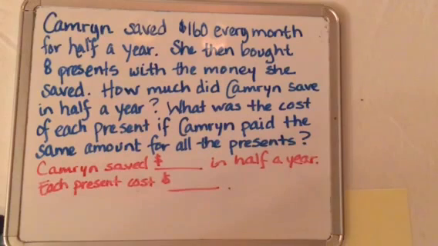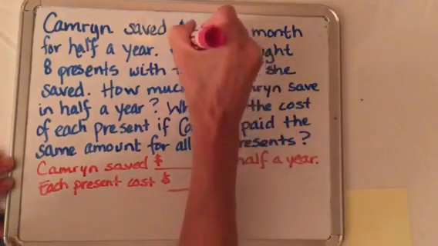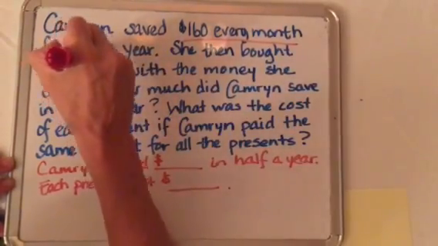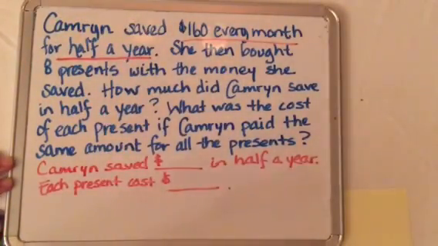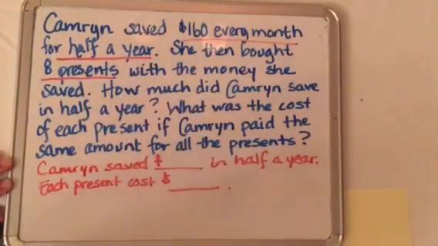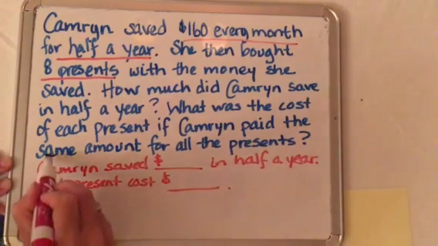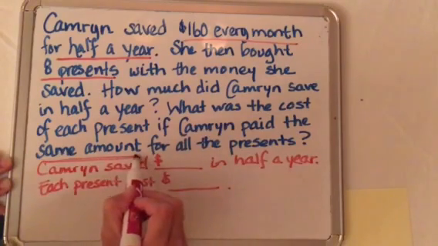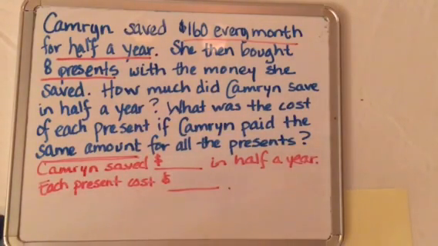Now, I'm going to go back into the problem and look for things that would help me solve the questions being asked. I'm looking for the important information. So it's important to know that she saved $160 every month, and she did this for half a year. It's also important to know that she's going to buy 8 presents, and that the presents were the same amount. They cost the same amount. So now that I've highlighted important information, I'm going to draw my bars.